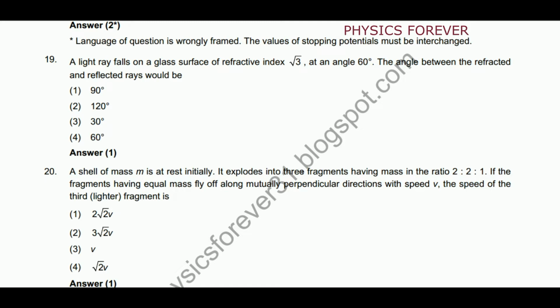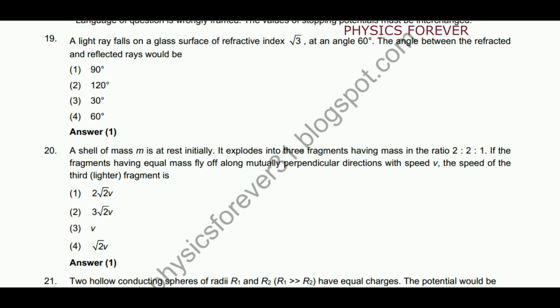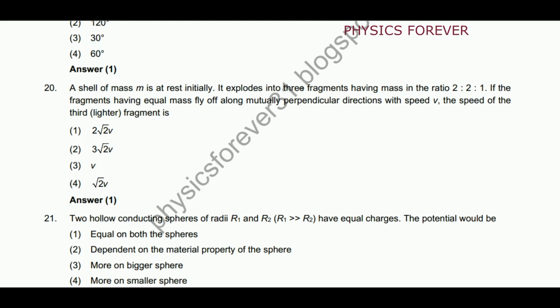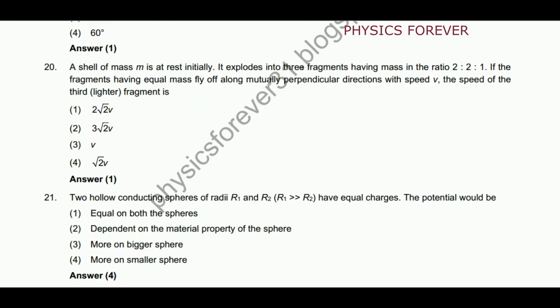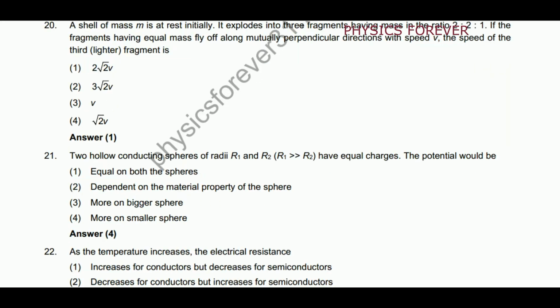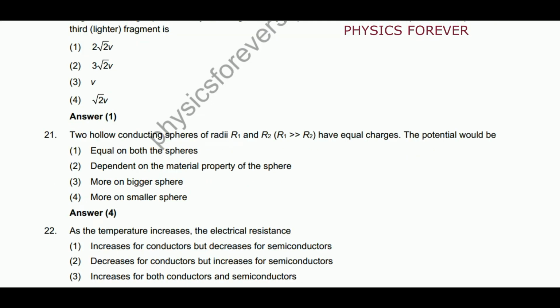20th, a shell of mass m is at rest initially. It explodes into 3 fragments having mass in the ratio 1:1:2. If the fragments having equal mass fly off along mutually perpendicular directions with speed v, the speed of the third fragment is, answer is 1, that is √2v. Okay, so 21, two hollow conducting spheres of radius R1 and R2, R1 is greater than R2, having equal charges. The potential would be more on the smaller sphere.